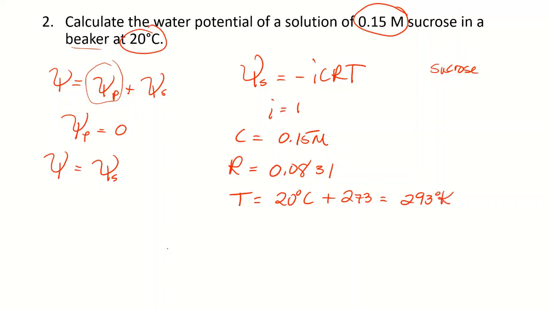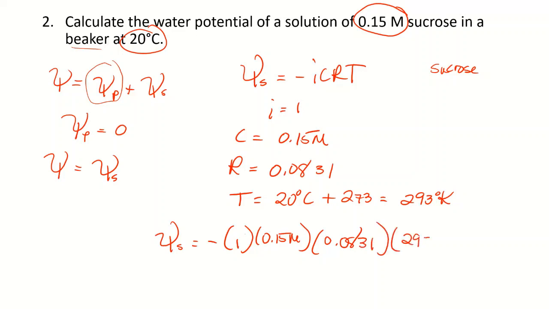We need to take all of that and multiply it out. So that's going to be negative 1 times 0.15 molar times 0.0831 times 293. And when I multiply all of that out, then I get negative 3.65 as my solute potential. And remember, I said my total water potential equals my solute potential. So the water potential of this solution is negative 3.65.